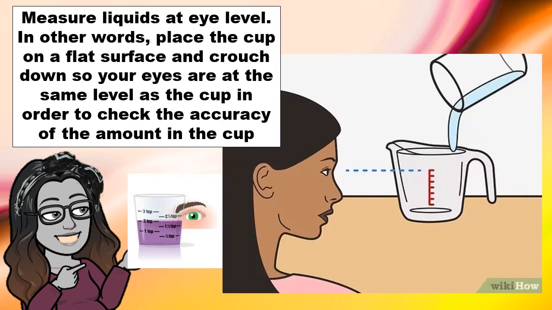For liquids, measure liquids at eye level. In other words, place the cup on a flat surface and crouch down so your eyes are at the same level as the cup in order to check the accuracy of the amount in the cup.